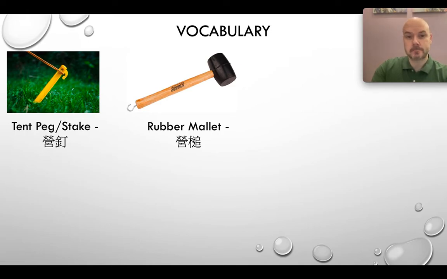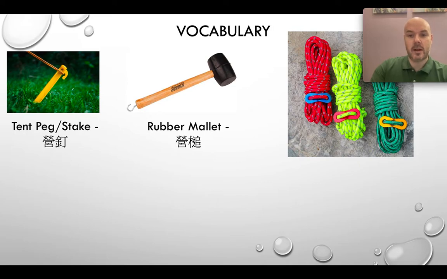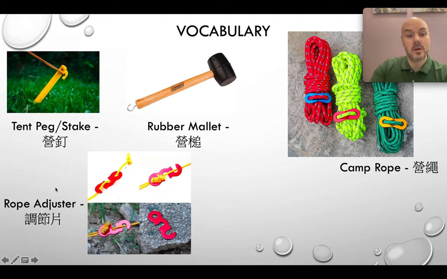To keep the rain fly on, you're going to have camp rope. Now, this rope is very long, and maybe the rope on your rain fly is also very long, and you don't want it to be that long. So what do you use? Rope adjusters. These little things will help you to shorten or lengthen the rope on the rain fly.